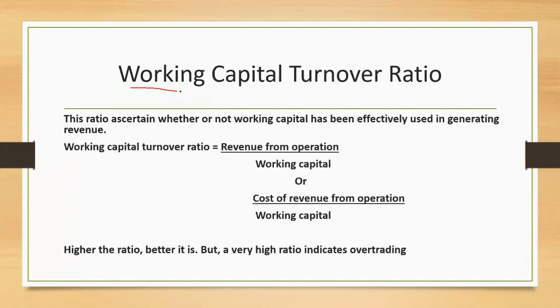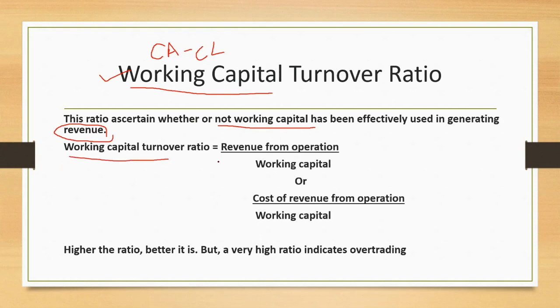Now, talking about working capital turnover, what is working capital? I have already explained it. Working capital is current assets less current liabilities. That means the liquid cash which you are having in your business. So this ratio helps you to know whether the liquid cash is efficiently used in generating revenue. Revenue means sales. That means, are we generating as much sales as the working capital employed in the business?